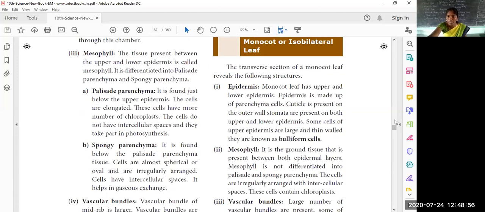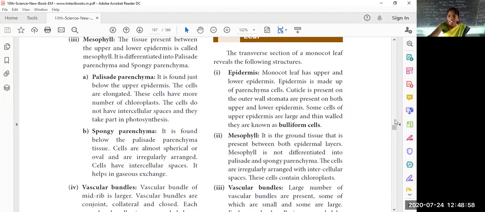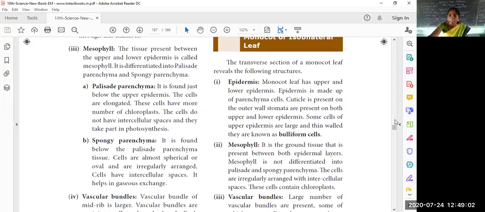First, the epidermis. A monocot leaf has an upper and lower epidermis like a dicot leaf. The epidermis is made up of parenchyma cells. Cuticle is present on the outer wall. Stomata are present on both upper and lower epidermis. Some cells of the upper epidermis are large and thin-walled, bigger in size. They are called bulliform cells.